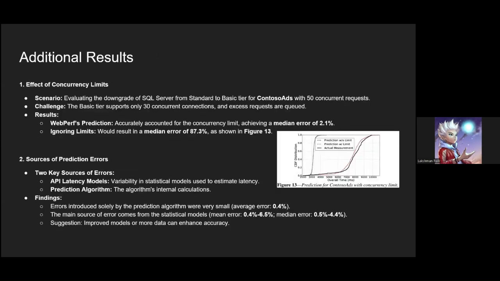And moving to the next slide, additional results. WebPerf demonstrated robust performance under various conditions. First, it accurately modeled concurrent limits, achieving a median error of just 2.1% compared to 87.3% when limits were ignored. And second, prediction errors mainly stem from API latency models, ranging from 0.4% to 6.5%, while the algorithm itself has a minimal impact of 0.4% error.